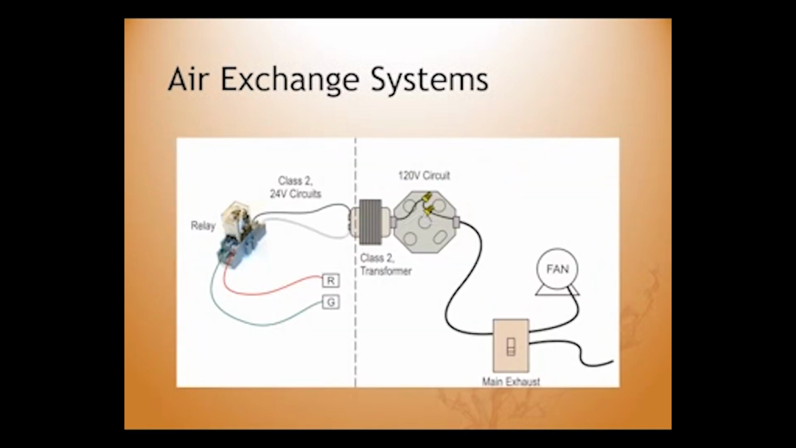When the air system needs to be interlocked with the furnace, it is common to use an external relay. The relay will close the contact between the R and G terminals on the furnace control board, starting up the furnace fan. That way, we can move the air around the house as we bring the fresh air in.